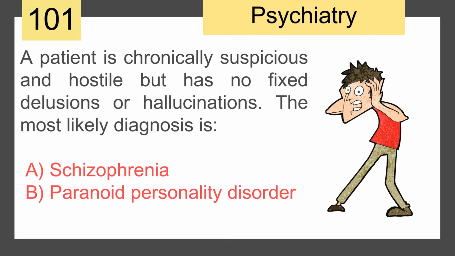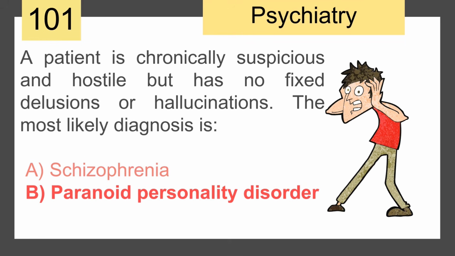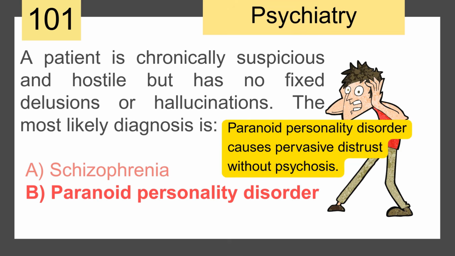Question 101. A patient is chronically suspicious and hostile but has no fixed delusions or hallucinations. The most likely diagnosis is paranoid personality disorder, which is very rare, by the way. It's usually associated with schizophrenia. Paranoid personality disorders, as well as all the cluster A's, are very rare. But since there are no delusions and hallucinations, on this exam question, we would say paranoid personality disorder.